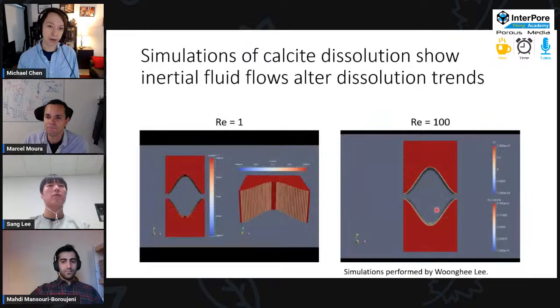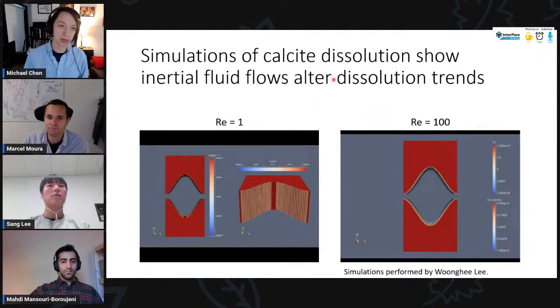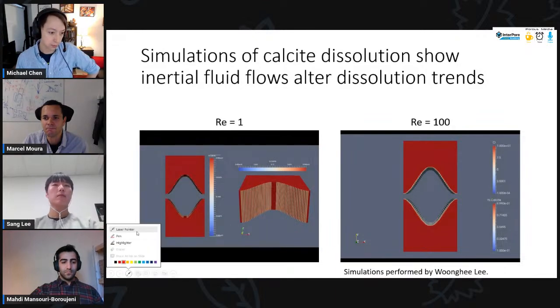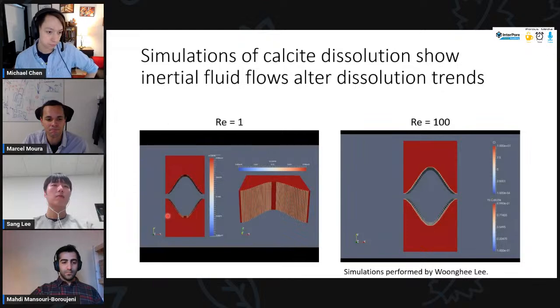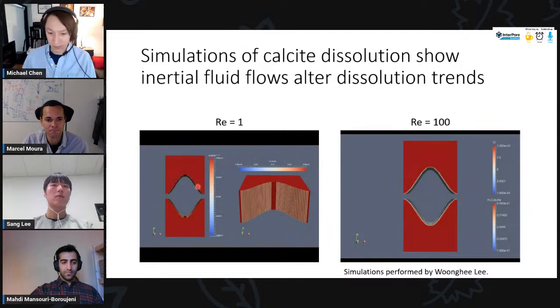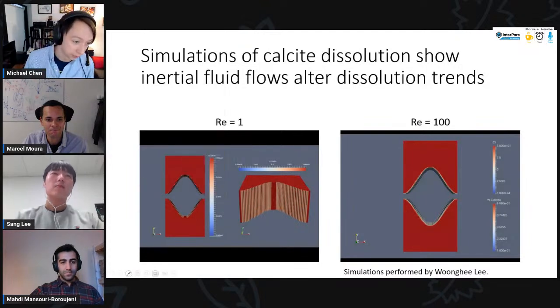As a little bit more background, my colleague Woong-hee Lee, who's also in Peter Kang's lab, has done some simulations looking at just inertial flows with calcite dissolution to give us a sense of at least how the inertial flows should influence dissolution trends. We, at low Reynolds number, I'll show you our little video here. Oh, no, I got to switch back to the mouse maybe. So the videos aren't working. This is always how it goes, I feel like.